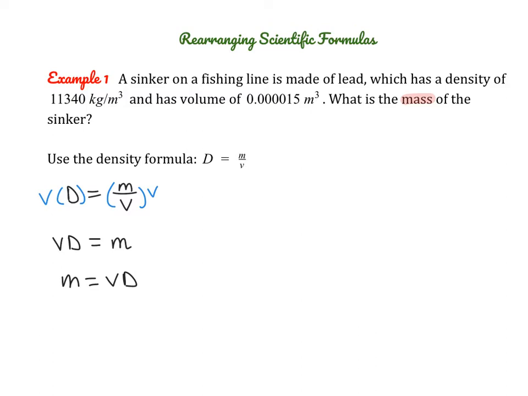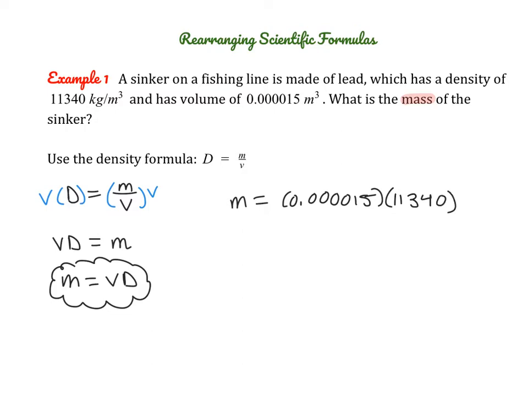So now that we have a form of the formula that is more useful, we can substitute the information from the problem. So our mass is going to be the volume, which we see right here. The volume is this number. So 0.000015, and then times the density, which is this number right here, 11,340. So here, if we round to the nearest hundredths, we get approximately 0.17, and our mass will be in kilograms.